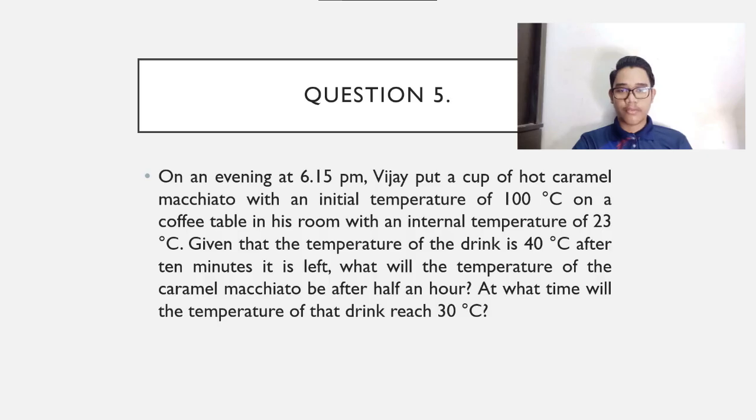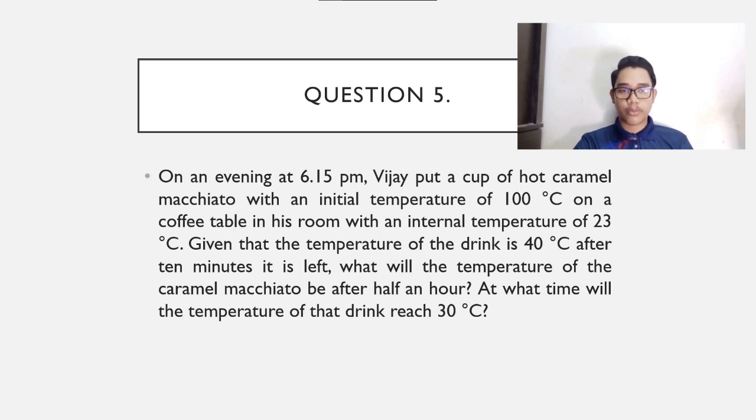For the full question 5, on evening at 6:15 PM, VJ put a cup of hot caramel mojito with initial temperature of 100 degrees Celsius on a coffee table in his room with external temperature of 23 degrees Celsius. Given that the temperature of the drink is 40 degrees Celsius after the 10 minutes it is left, what will the temperature of the caramel mojito be after half an hour? At what time will the temperature of that drink reach 30 degrees Celsius?